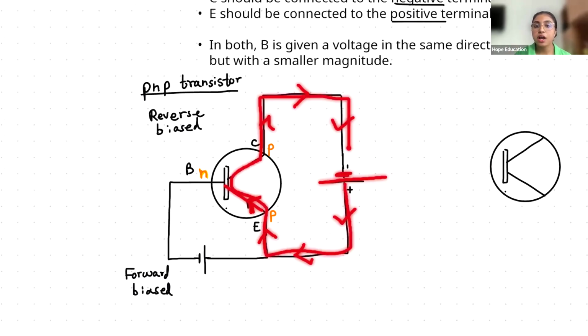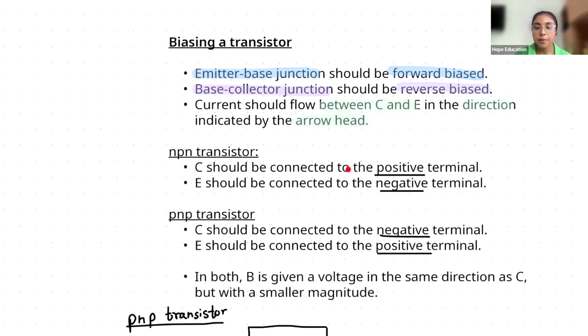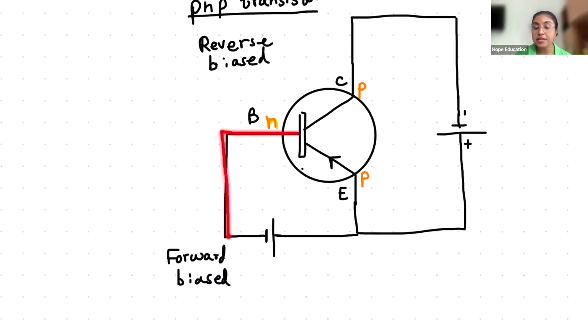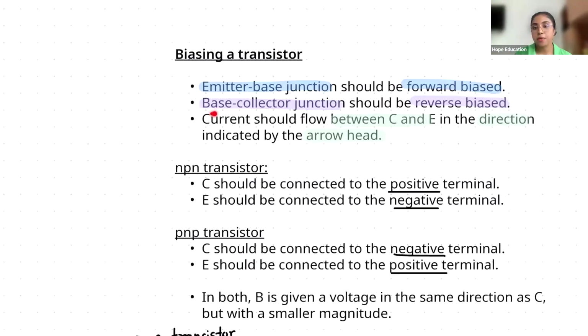Right? Then they say the emitter base junction should be forward biased. If you look at the emitter and base, you know base is an N type semiconductor and emitter is a P type semiconductor. Forward bias means the N semiconductor is always connected to the negative terminal and the P semiconductor to the positive terminal. Here base is N type and should be connected to a negative terminal. Emitter is P type, so it should be connected to a positive terminal. If you connect the dry cell this way, that will be forward biased. Right? Then the base collector junction should be reverse biased.